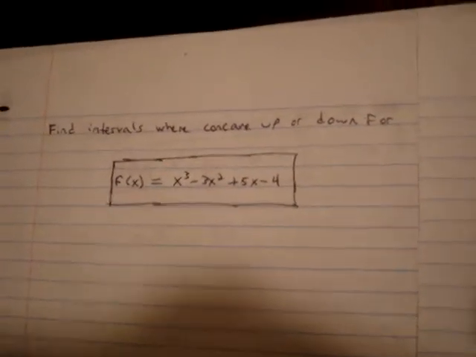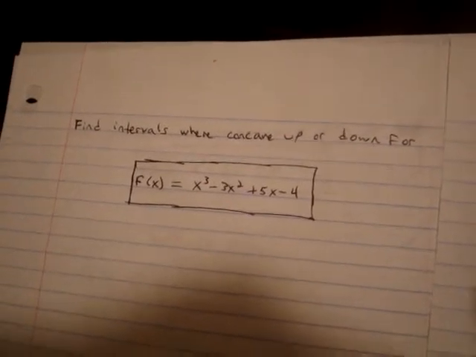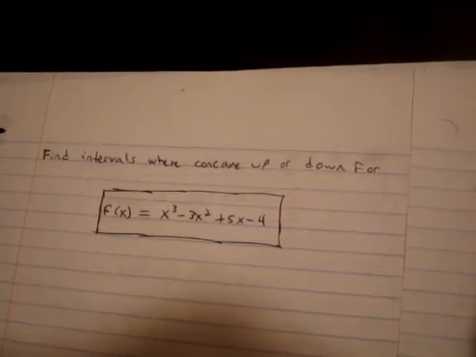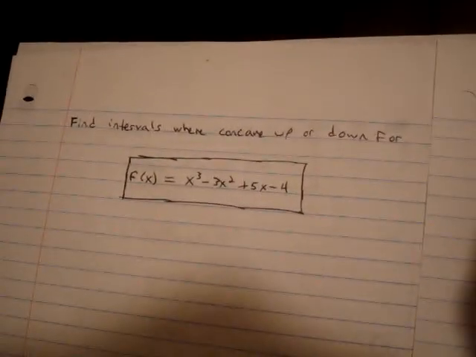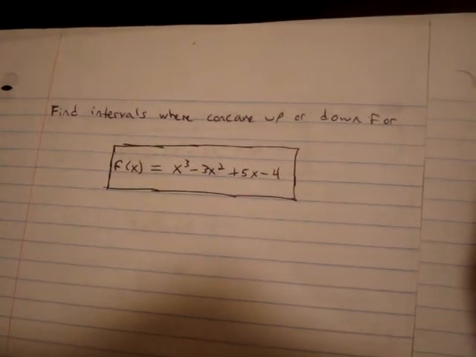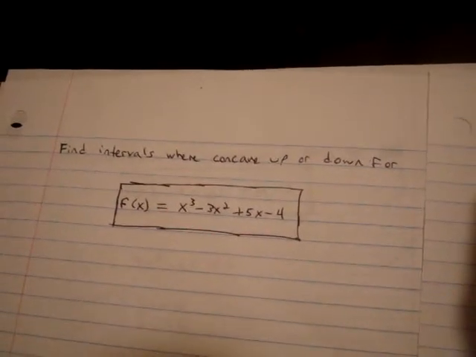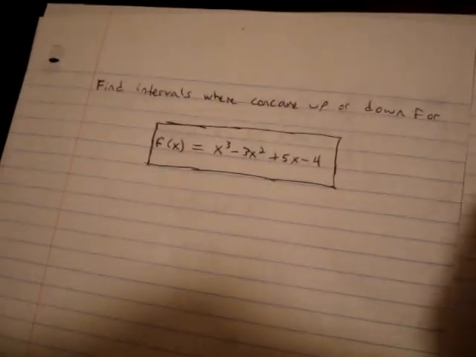Say he gives you this equation. Find intervals where concave up or concave down for the following equation. F of x equals x cubed minus 3x squared plus 5x minus 4. At first, you're probably thinking, what the hell? I don't have a graphing calculator, I've got nothing. So let's use those brain cells, if there are any left.